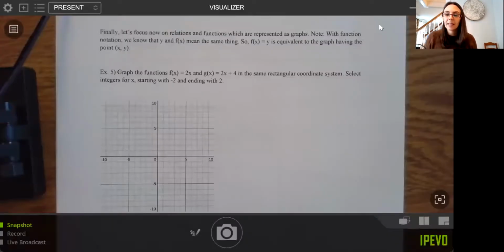So we've already looked at sets of points, and we've also looked at equations. And now I want to talk about graphs with you guys, which is another way that we can express relations and then also functions. So let's focus on graphs. With function notation, we know that y and f of x mean the same thing. They are equivalent.